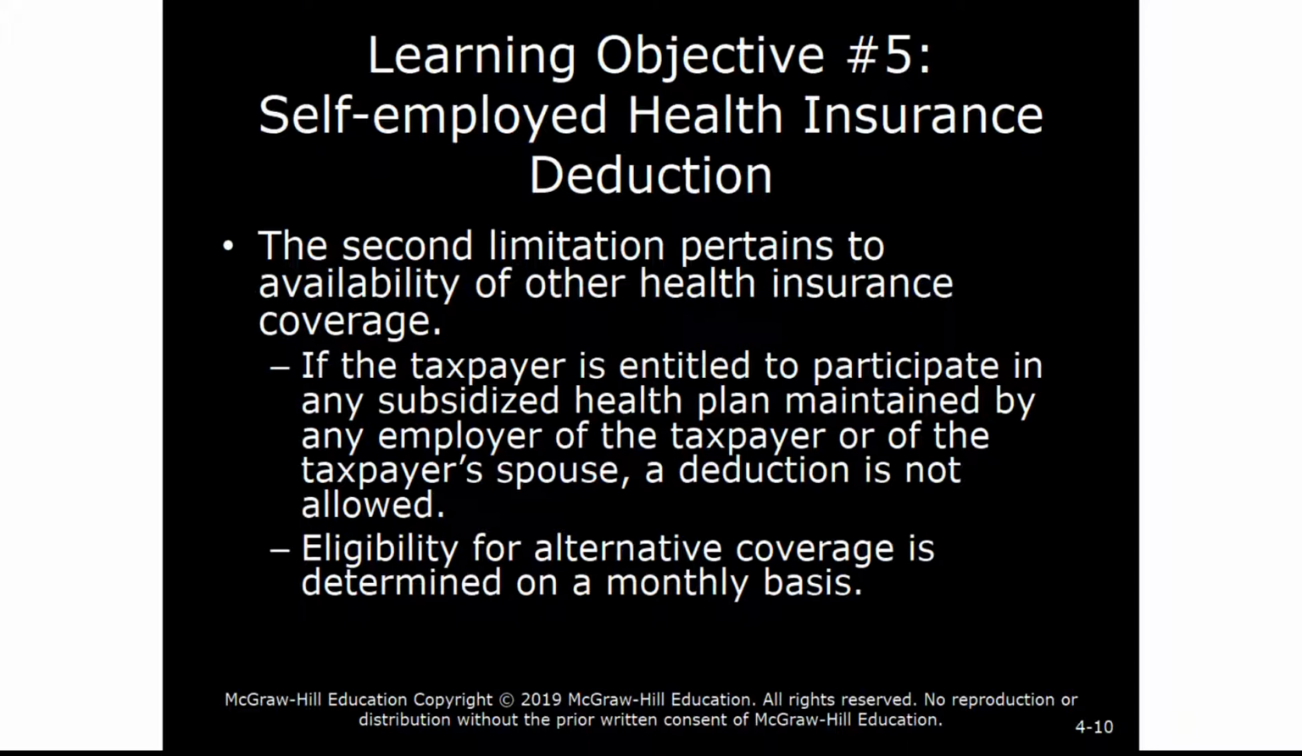And this eligibility is determined on a monthly basis. So if a self-employed individual had access to healthcare coverage through their spouse's employment for maybe half the year, then in the first half of the year when they didn't have access to healthcare coverage, they could take this self-employed health insurance deduction. But once, maybe on July 1st, for example, they become eligible to participate in healthcare coverage that's subsidized by an employer, then they may no longer take this deduction for that part of the year.